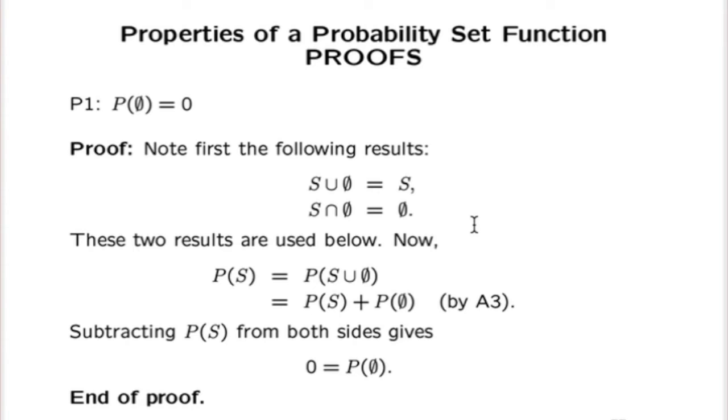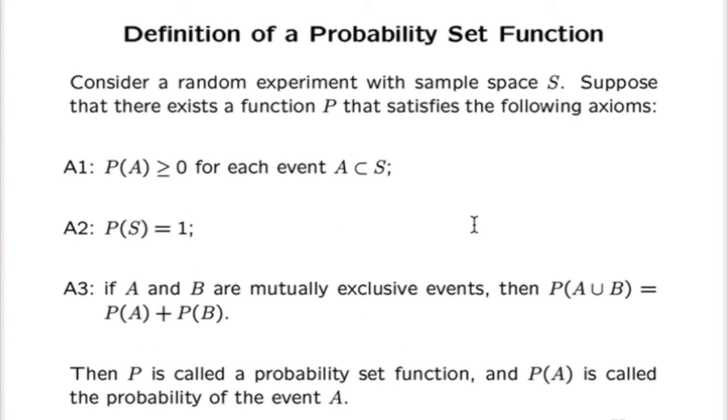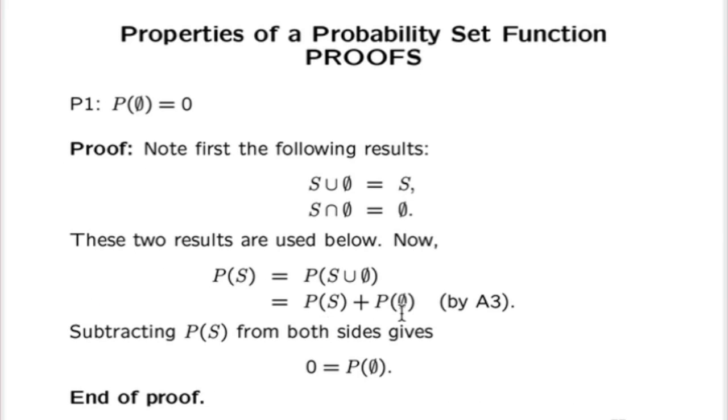Now let me go back 2 slides to the page of axioms. Axiom 3 said that if two events A and B are mutually exclusive, then the probability that at least one of them occurs is equal to the sum of the individual probabilities. So we're going to invoke axiom 3 in this statement here, going from this step to this step. And so now we have the equation: the probability of S is equal to the probability of S plus the probability of the empty set.